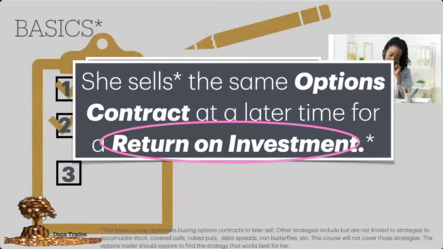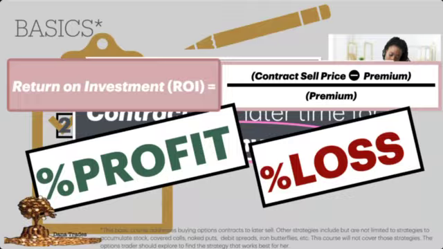Return on investment signifies whether you made a profit or lost your money. Profits are not guaranteed in options trading, just like any other investment. Sometimes you lose money. If your contract sell price is less than the premium or your financial investment, the percentage would be a loss on your investment.